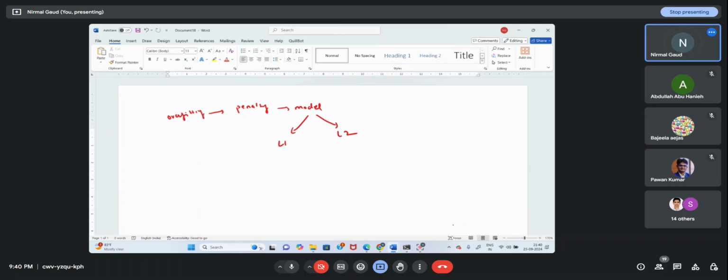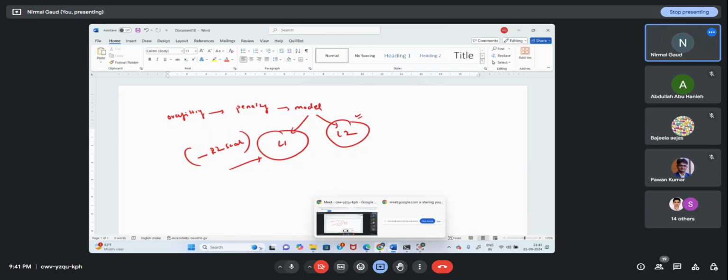So L2 is the penalty which I am using currently. L1 also I used, but it gave me an absolutely wrong result. It gave me a negative R2 score, and a negative R2 score means it's a wrong model. Your model is totally failed. So I used L1 also, but I ignored that particular code. I used L2 then.